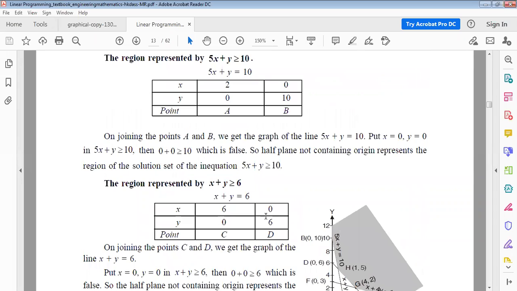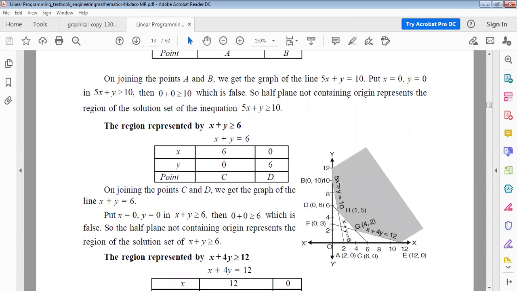Now we can take this in the graph, 5x plus y. This is the first graph: 2, 0, and 0, 10. This is the first equation. For the first inequality, since it is y greater than or equal to, the shaded region will be opposite to the origin.